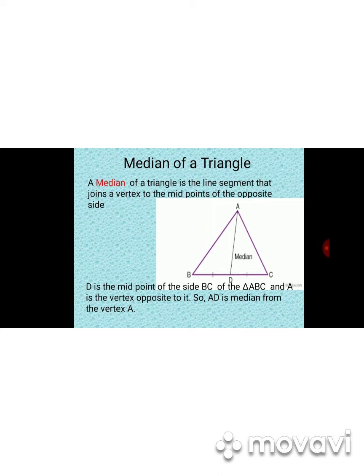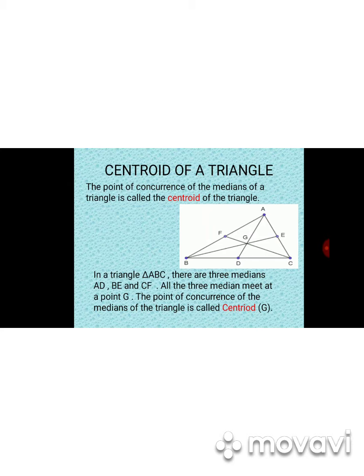Now what is a median of a triangle? A median of a triangle is the line segment that joins a vertex to the midpoint of the opposite side. Now look at the given triangle ABC. If you draw a line segment AD from vertex A, it divides side BC into two equal parts. It bisects it, right? That means D is the midpoint of side BC. Here AD is the median. Now, in one triangle, we can draw three medians. You have to remember this thing.